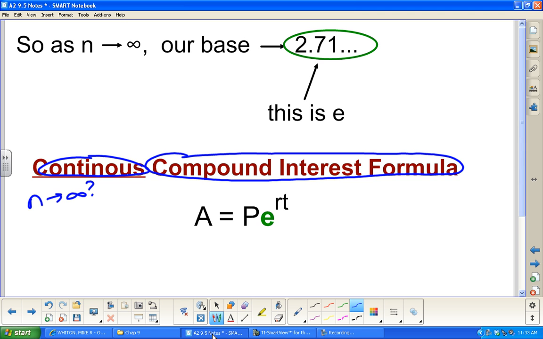In that case, we use this formula, and everything else is the same. This P is still your principal. E is the new number that we just talked about. So this E basically replaced the 1 plus R over N. R and T are the same as they were before. Okay, so let's look at a quick problem using that.